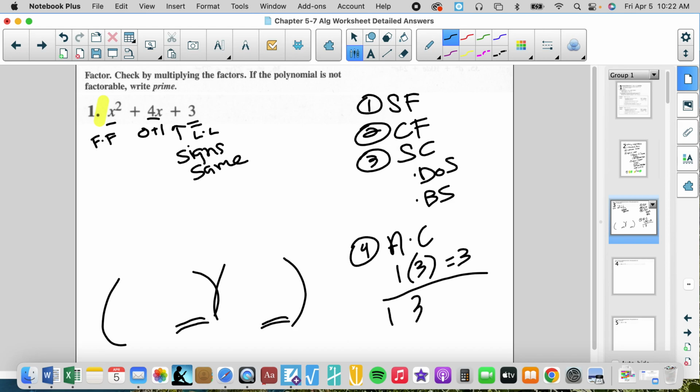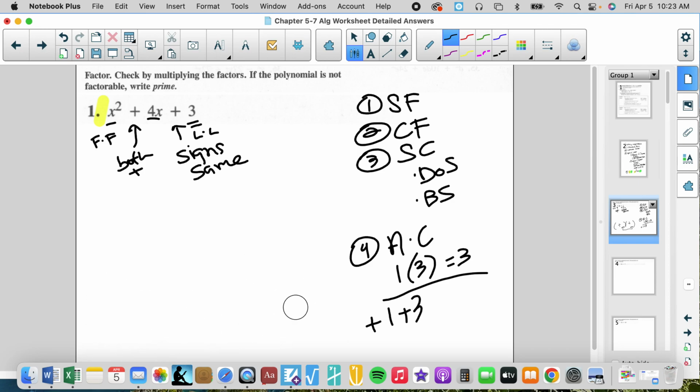What two numbers multiply to make our last term, giving us a positive? Well, they could either be both positive or both negative. Now, if they were both negative, our outside and inside would make a bigger negative. If they're both positive, our outside and inside will make a bigger positive. So since our signs are the same, we know that they are both positive. When I look at my factor pairs, 1 and 3, I know the signs have to be the same because this is a product, and I know that they're both going to be positive.